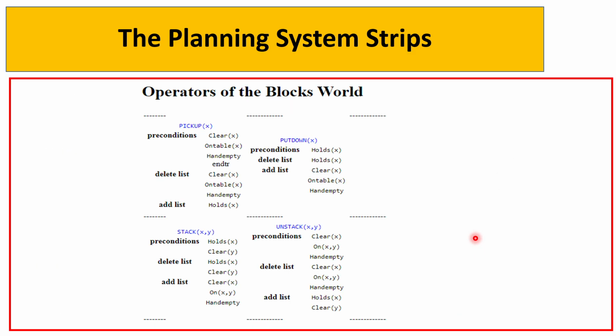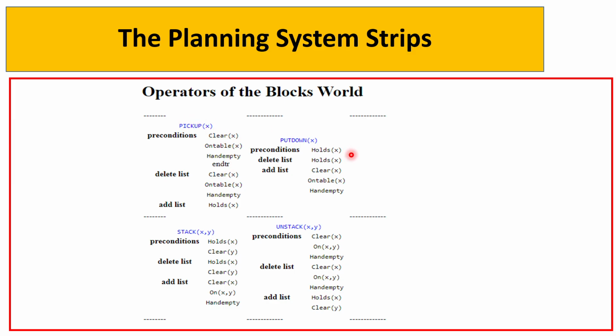So what about the operators we have? Pick up, put down, stack and unstack. In each action we have preconditions, a delete list and an add list. To perform a particular action we have some preconditions. If they are satisfied, we can perform the action. Then from the current scenario, we delete some statements and add some statements. This is the delete list and add list. If you want to perform pickup of X, you have to check whether the particular block is clear and on the table, and the hand is empty. Then you can use pickup.